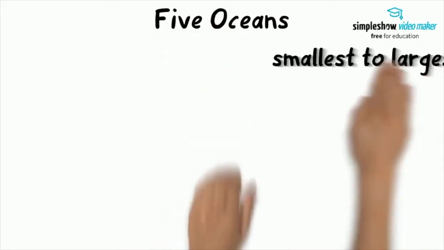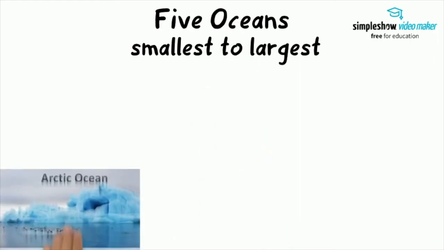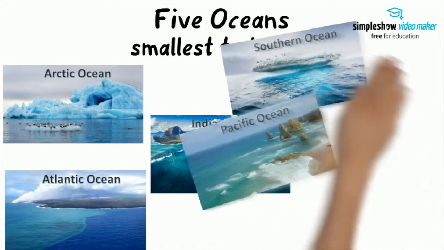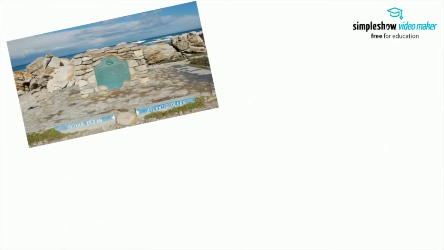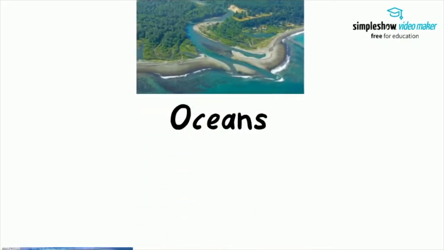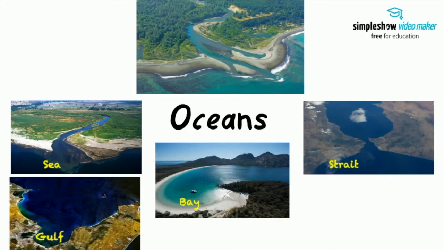The 5 oceans from smallest to largest are the Arctic, Southern, Indian, Atlantic, and Pacific. The Atlantic, Indian, and Pacific Oceans merge into icy waters around Antarctica. Oceans are fringed by smaller, adjoining bodies of water such as seas, gulfs, bays, straits and bights.